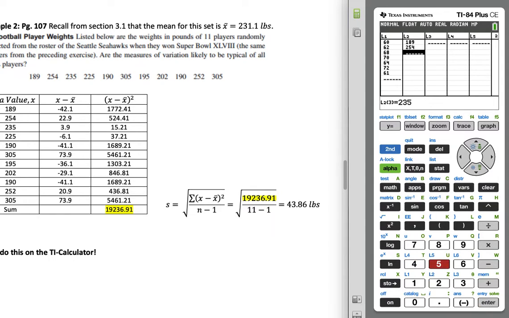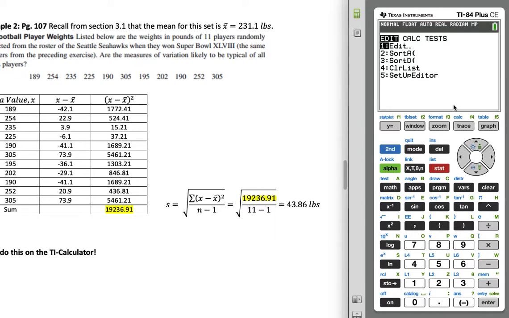235, 225, 190, 305, 195, 202, 190, 252, and 305. So once I have my data typed in, I'm going to go back to Stat.